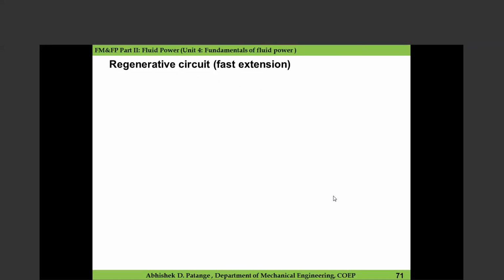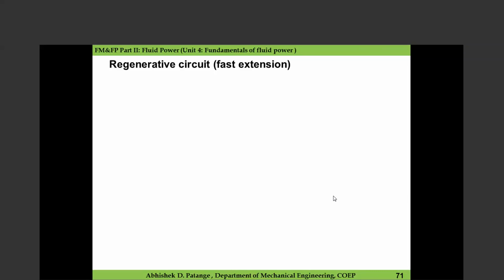But in the regenerative circuit, for extension stroke, the liquid will be added from the blank end, and the liquid which is available at the rod end will be again given to the outlet of the pump, or supplied again to the pressure line instead of being drained back to the tank. And that is why it is called a regenerative circuit.